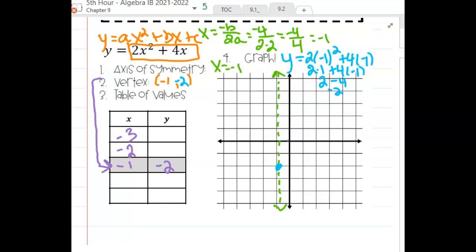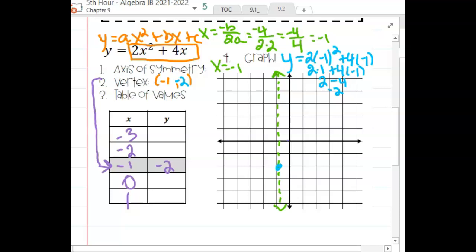If I want to know what happens on this right-hand side of my parabola, I know what happens when I plug in -1. I need to know what happens when I plug in 0. And I need to know what happens when I plug in 1. So we are going to plug in 0 and 1.